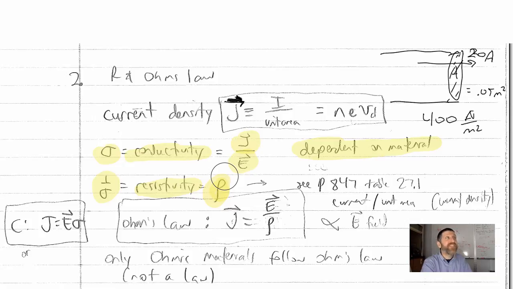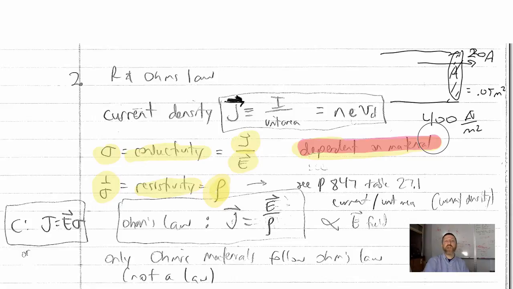We're going to get to resistance in a minute. That depends on the shape of the material and the size. Resistivity is only dependent on the material. I'll re-emphasize this, it's dependent only on the material. Resistivity or conductivity, copper has the same resistivity no matter what size it is.